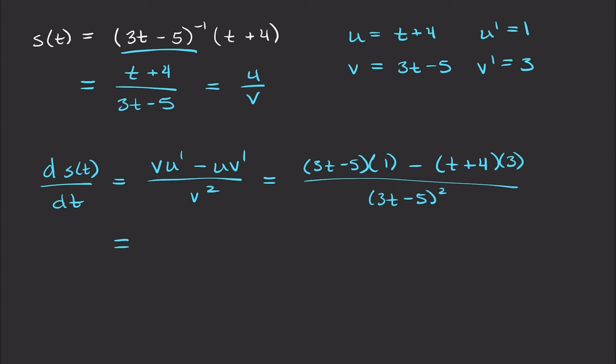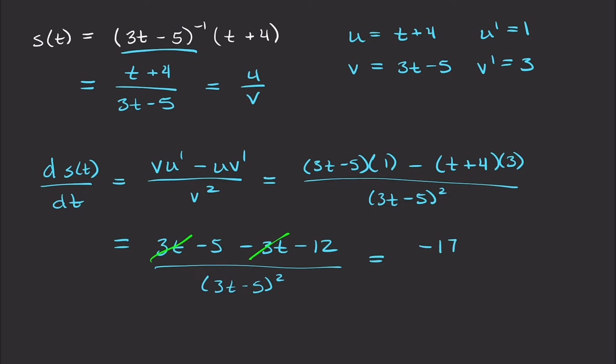And now I can distribute like I did before. We'll have 3t minus 5, and then a minus 3t minus 12. I have a positive and a negative 3t. And this is all over 3t minus 5 all squared. So this will give me minus 17 over 3t minus 5 squared.